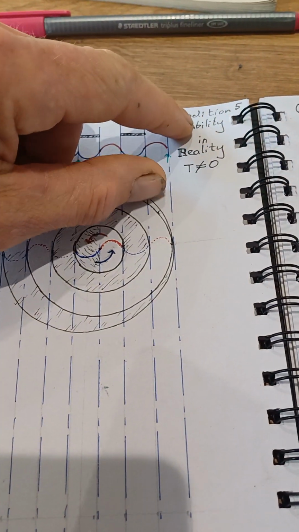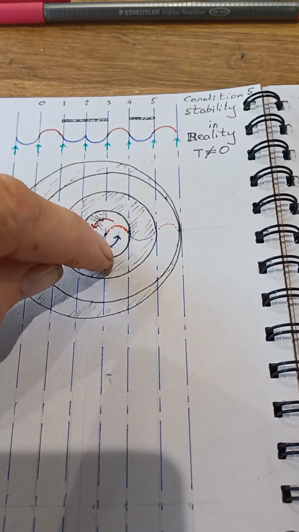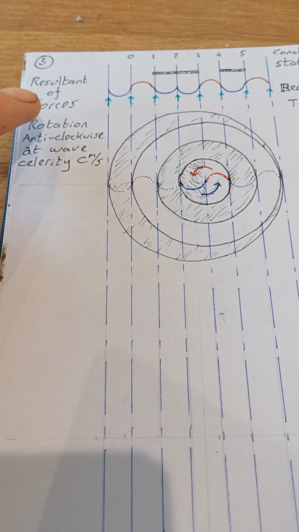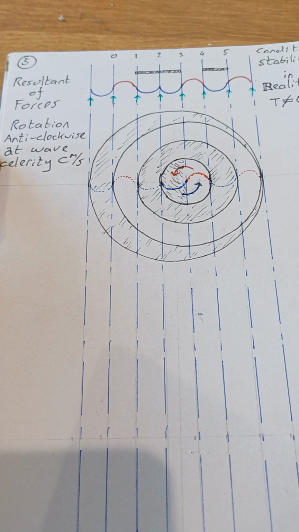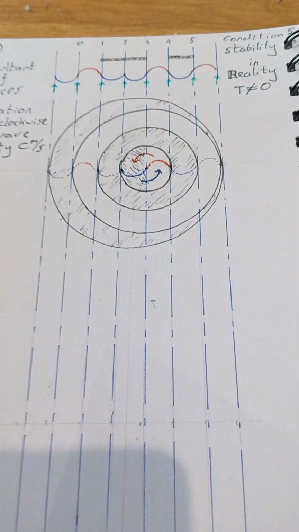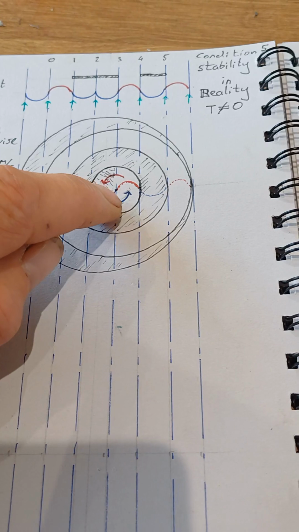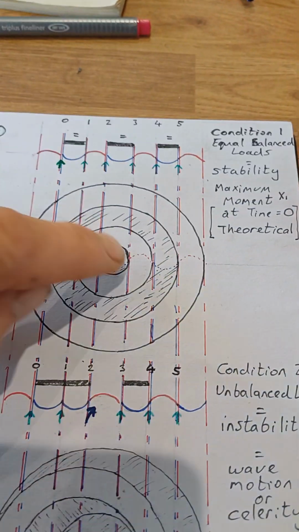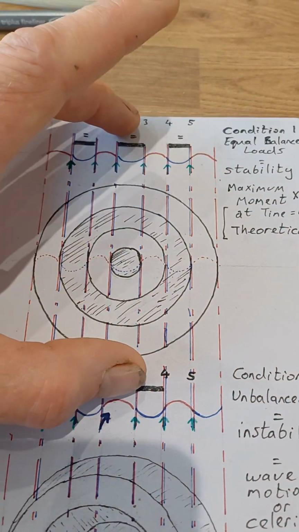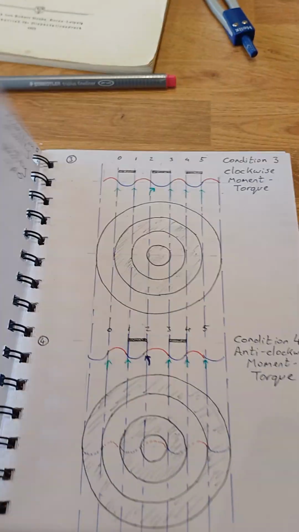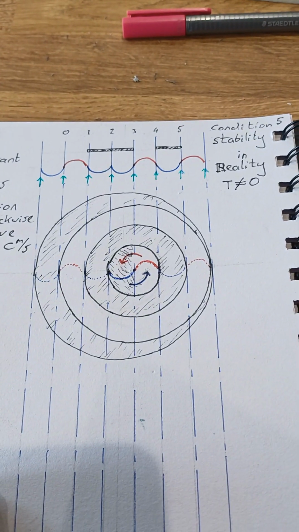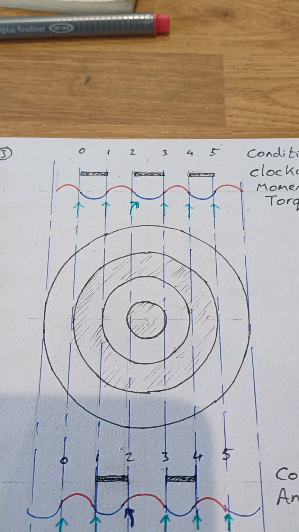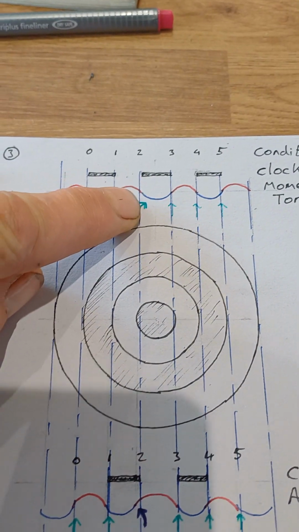And so that the real stability, this is stability in reality, where time can never equal 0. It's the resultant of forces, is a rotation anti-clockwise at wave celerity c meters per second. And so this system creates stability at the center. If you look at the net, where this is going at the next moment will be to create that, but with its force intact.